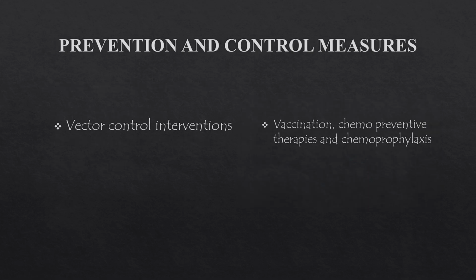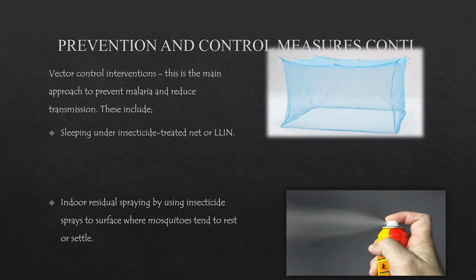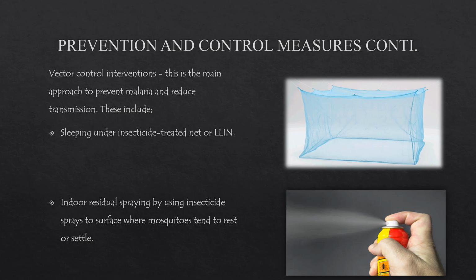Under the prevention and control measures, I group them into two. First, we have the vector control interventions, and secondly is the vaccination, chemopreventive therapies, and the chemoprophylaxis. Vector control interventions are the main approach to prevent malaria and reduce transmission. This includes sleeping under insecticide treated nets, or long-lasting insecticide nets. And we also have indoor residual spraying by using insecticide sprays on surfaces where mosquitoes tend to rest or settle.